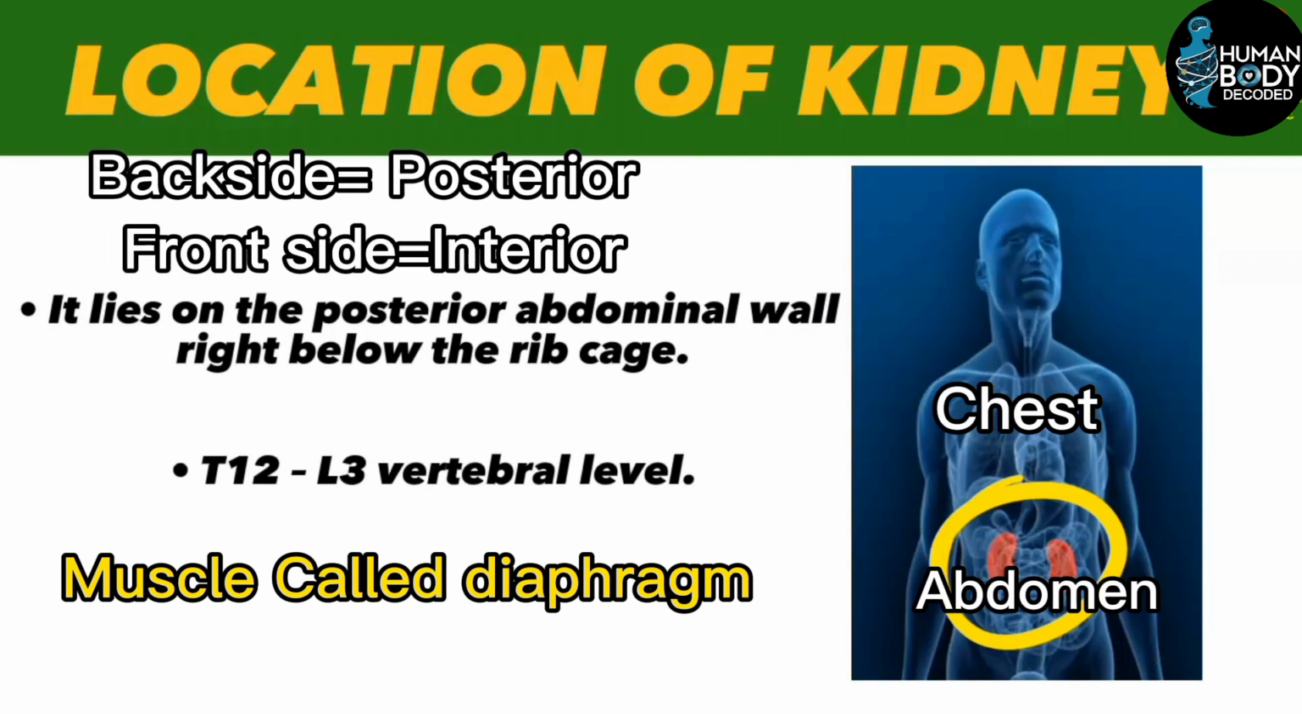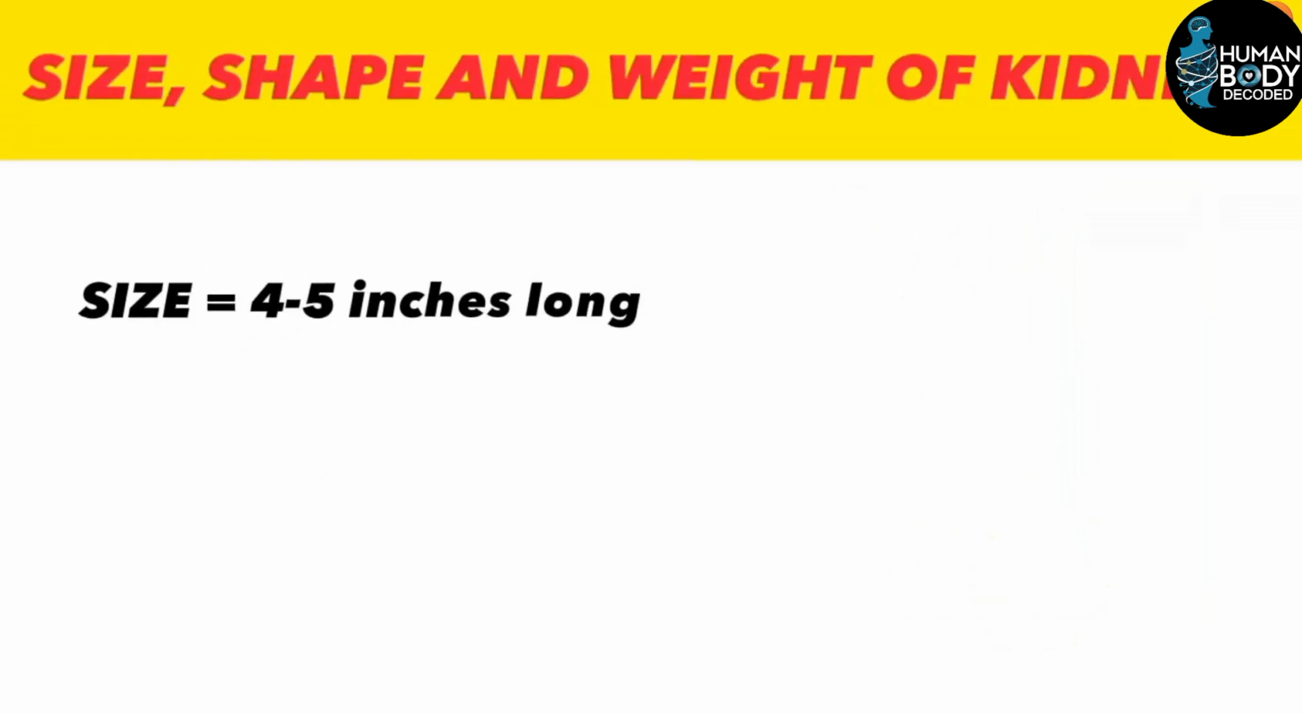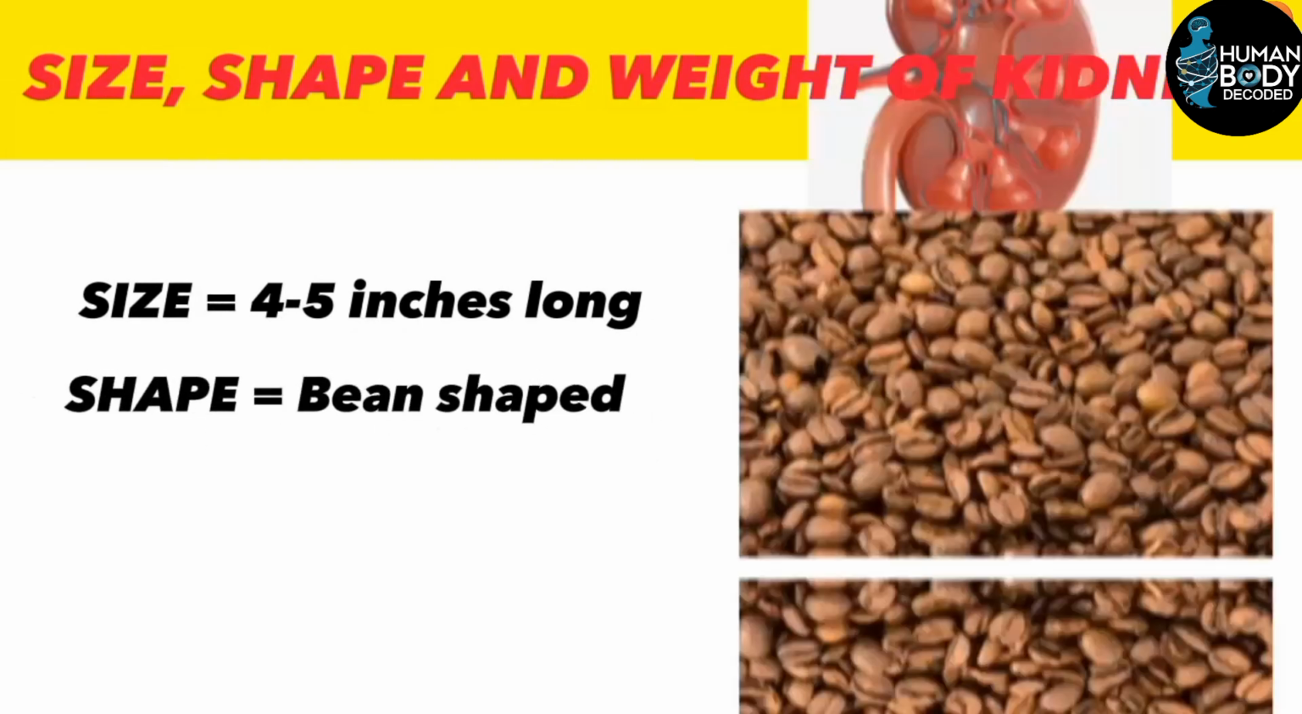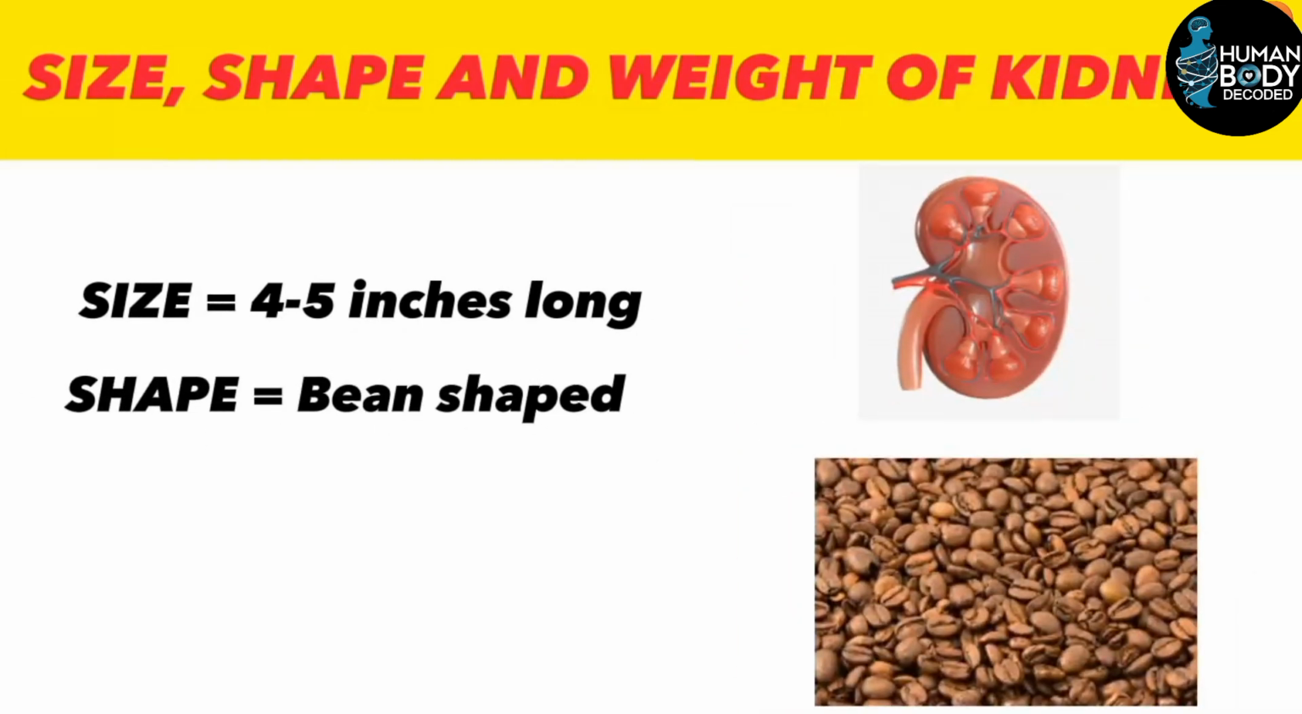Thus, the position of the kidneys is on the posterior abdominal wall, just below the rib cage. As for the vertebral level, the kidneys are located between T12 and L3. Now, let's move on to the size of the kidney. Each kidney is about 4 to 5 inches long. As for its shape, the kidney is bean-shaped, as you can see in the diagram, which resembles beans.